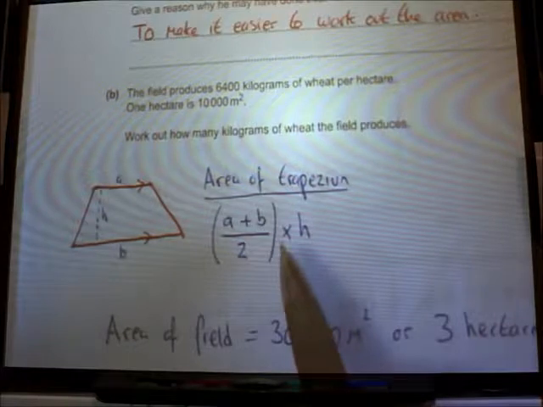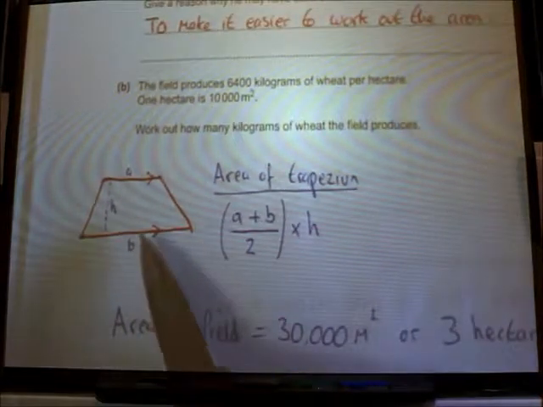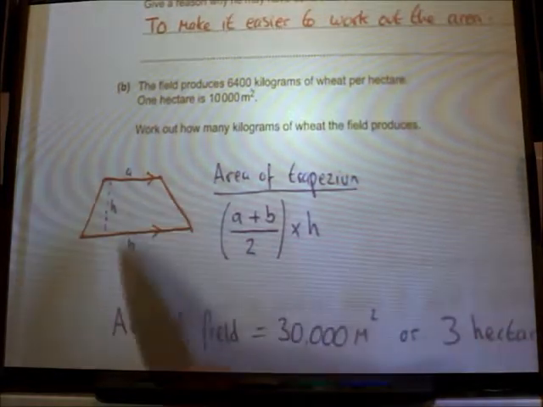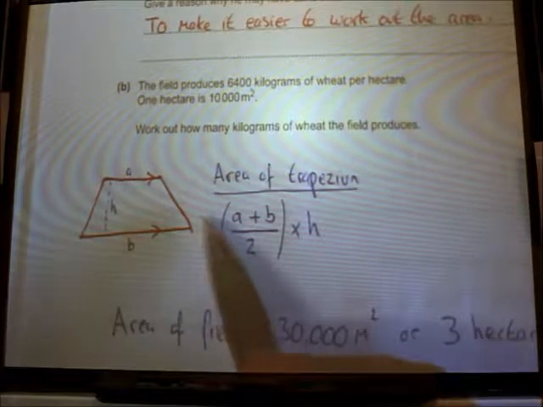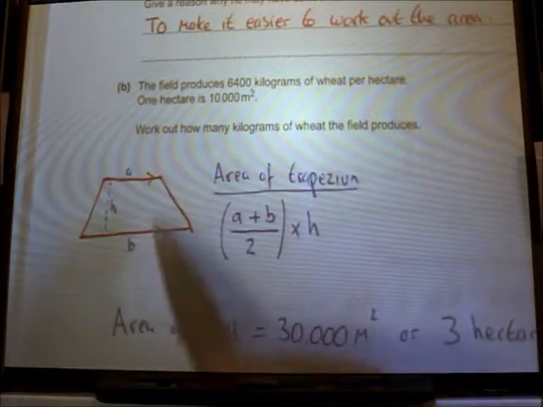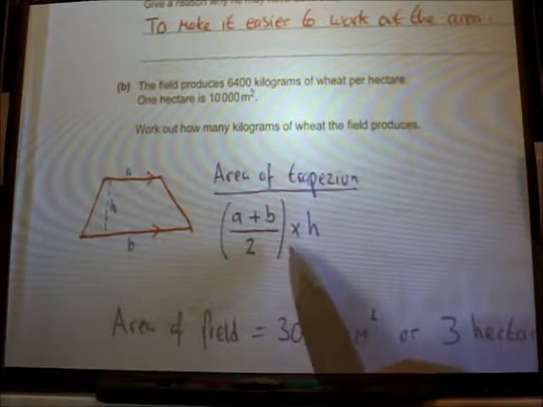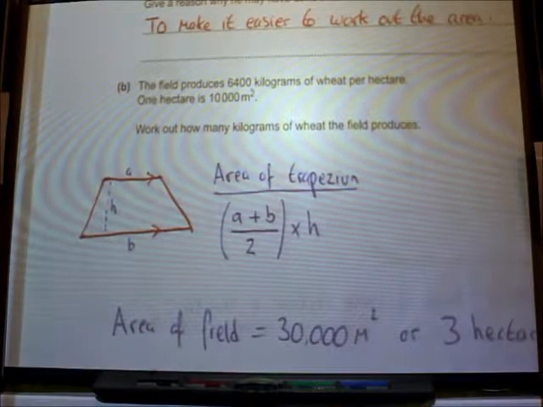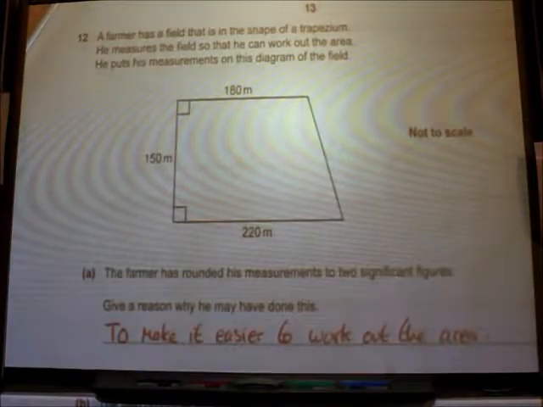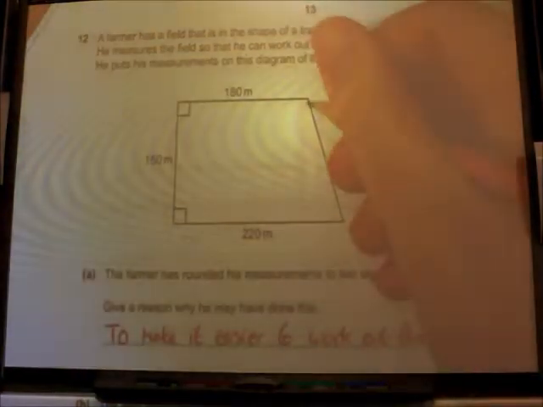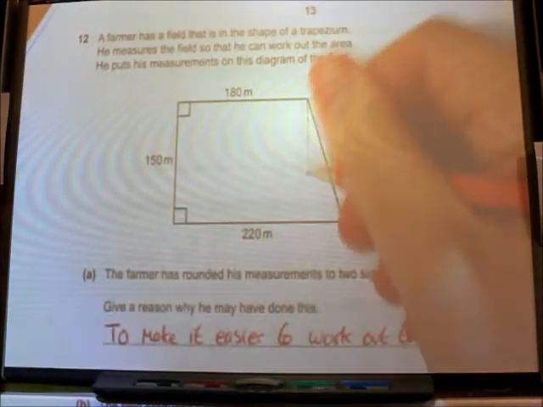First of all, you need to know how to work out the area of a trapezium, and I've drawn a trapezium here. There are your 2 parallel sides, and it is A add B, so that's the 2 parallel sides added up, divided by 2, multiplied by the height. But for this one up here, and I don't like saying this, but if you're really stuck, you could actually split it into a rectangle and a triangle.